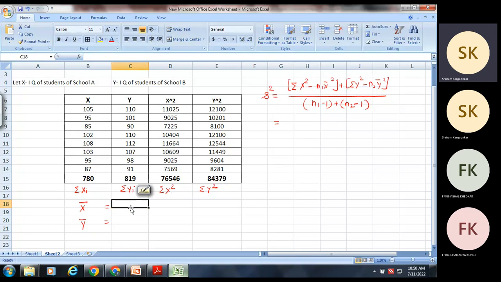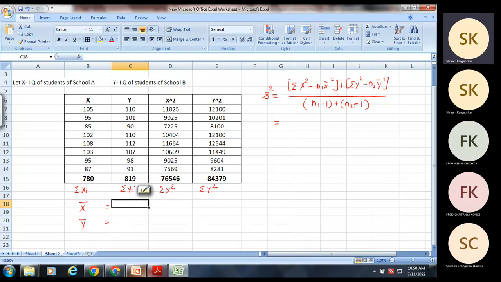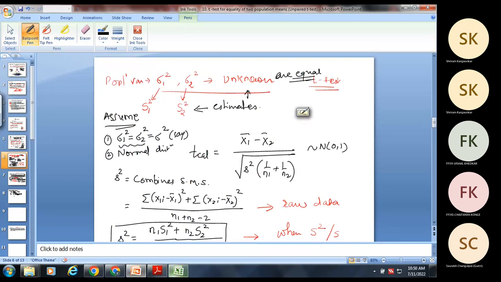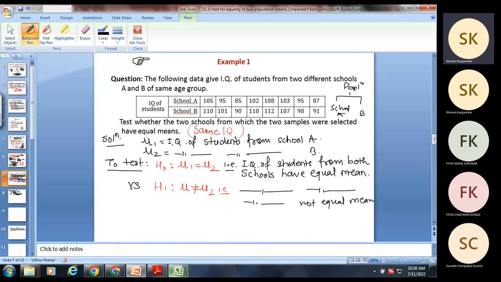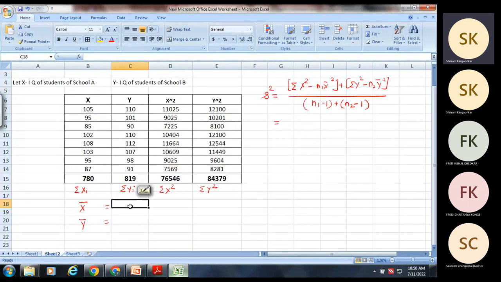So summation x upon n. So what is the number of observations here? 2, 4, 6, 8. So how many students are there? Let's check it once. Let's check the values once. Okay, from both the schools, 8 students are selected. Okay, 2, 4, 6, 8. So this time, the number of students from both the schools are equal, but this may not be every time. Sample size may be different. Okay, so this is just a pure coincidence that sample size is equal here.